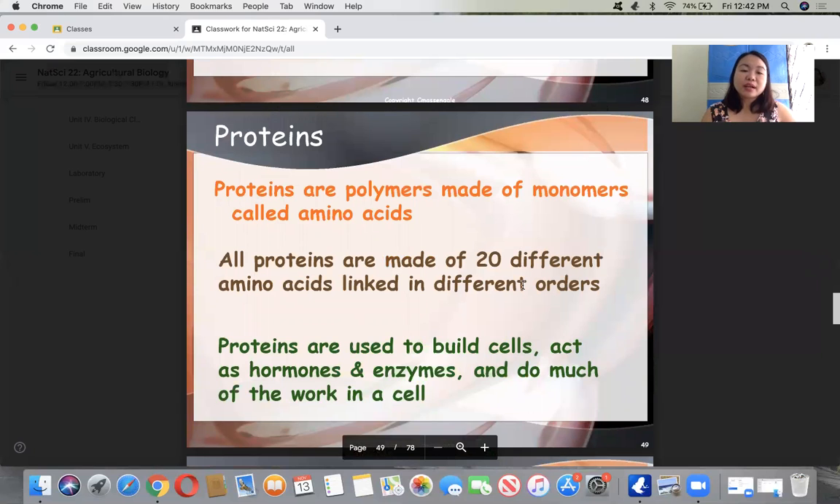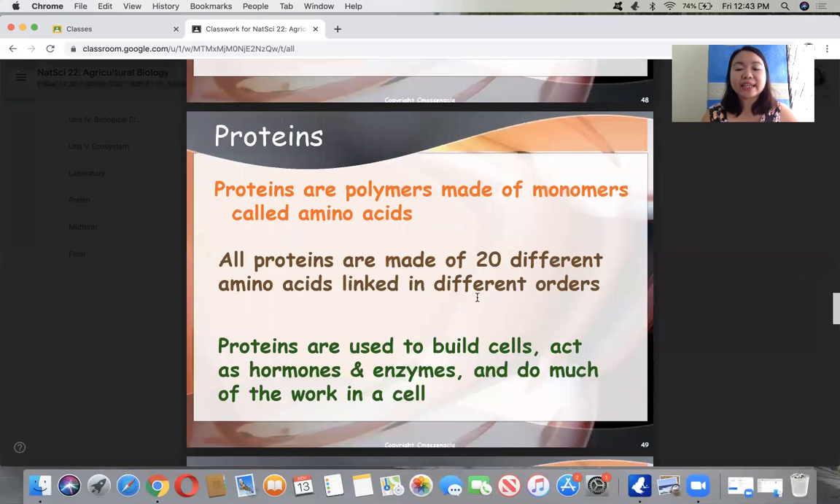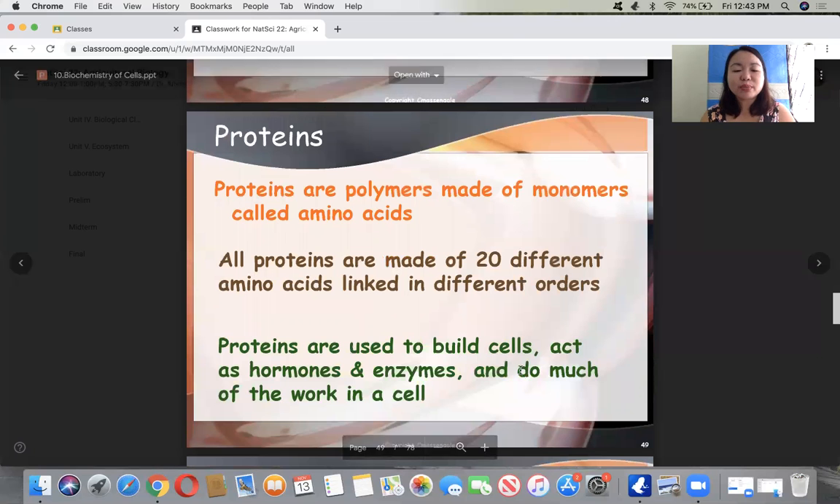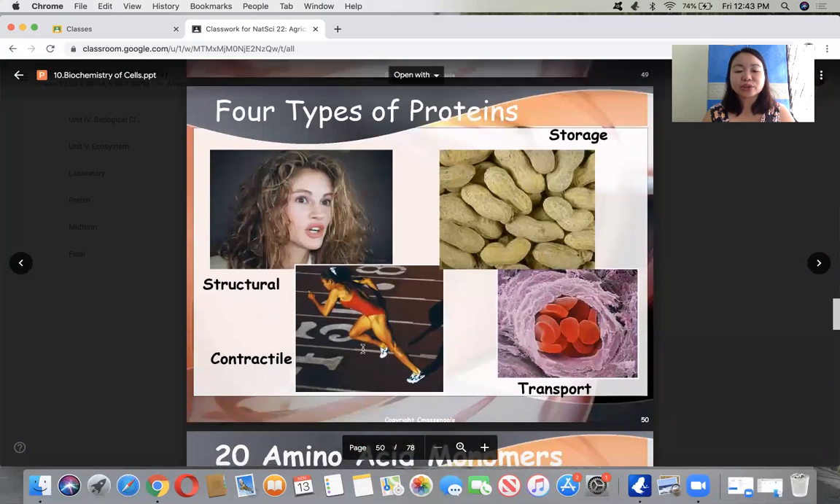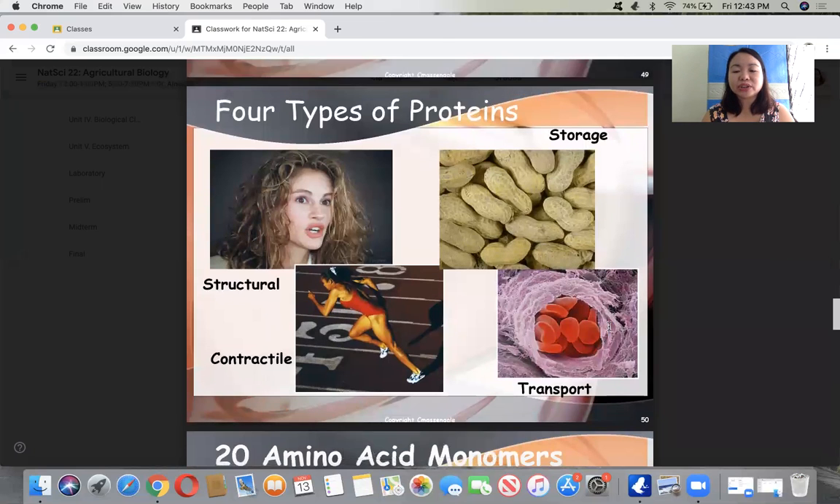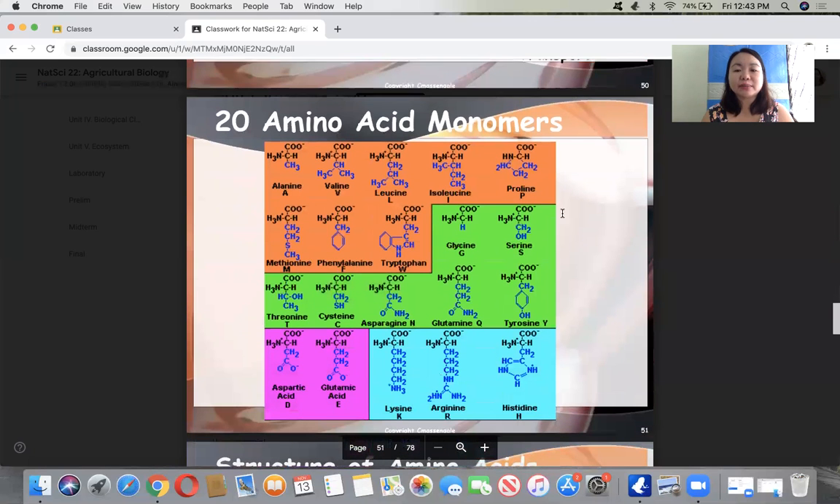Proteins are another complex structure. These are polymers made up of monomers called amino acids. All proteins are made of 20 different amino acids linked in different orders. Proteins are used to build cells, act as hormones and enzymes, and do much of the work in a cell. There are four types of proteins: structural, contractile, storage, and transport. So there are 20 amino acid monomers.